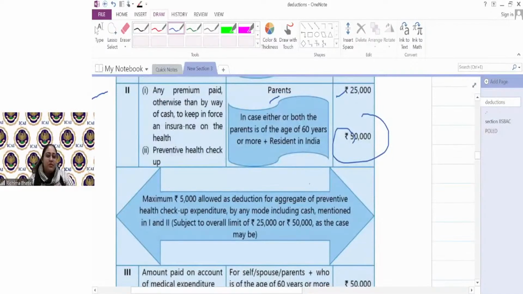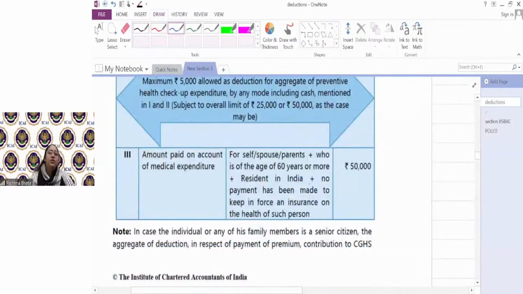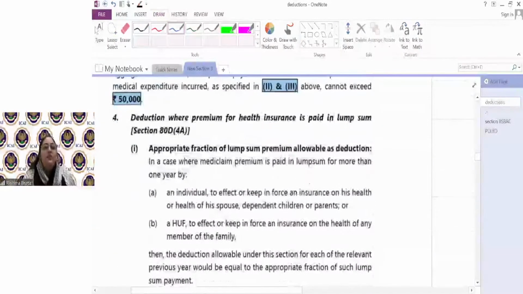प्रिवेंटिव हेल्थ चेकअप का मैक्सिमम 5,000 is allowed for both parents and self category. It can be in cash mode also. But if either self, spouse, dependent children or your parents, whosoever is senior citizen and do not have an insurance, उनका मेडिकल ट्रीटमेंट का खर्चा is also allowed, but again, that has to be in that 50,000 wala limit.